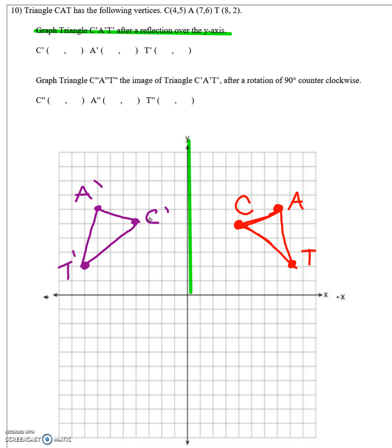And then it says state the coordinates. So C prime is going to be at (-4, 5). A prime is at (-7, 6). And T prime is at (-8, 2).